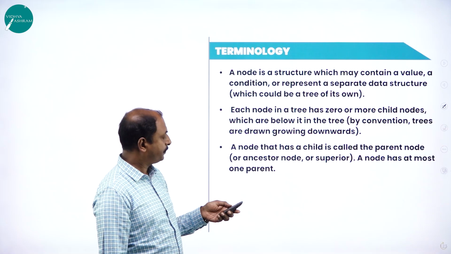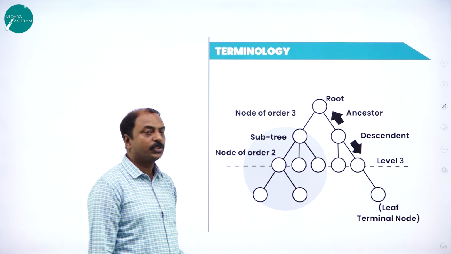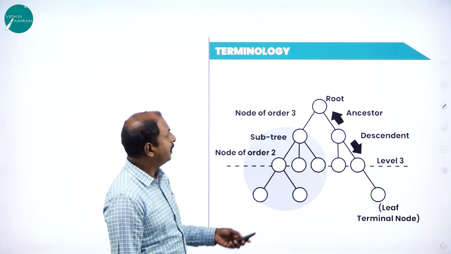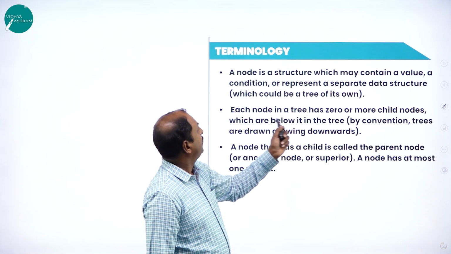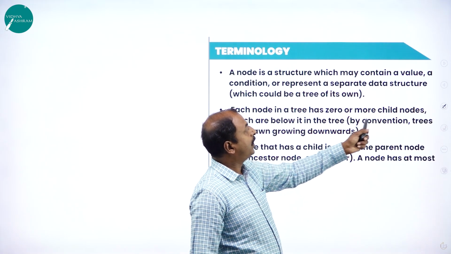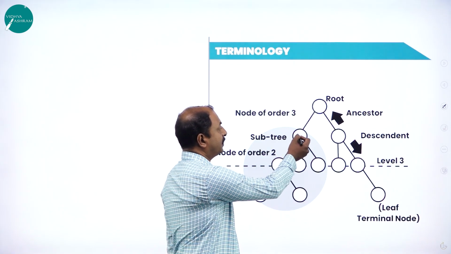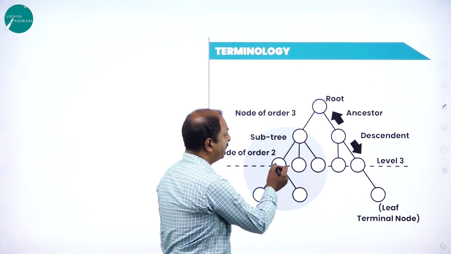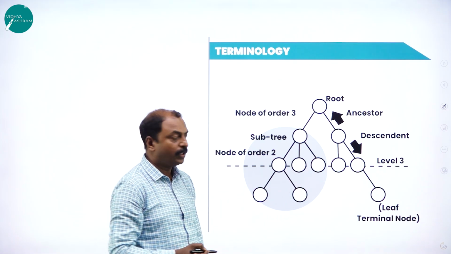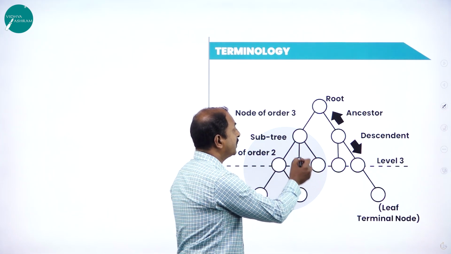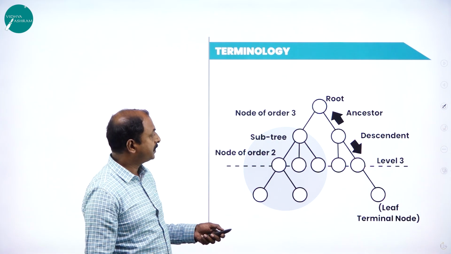If you look at this diagram here, these are the nodes where we can store values. As per the previous definition, each node has 0 or more child nodes. In this example, consider this node here. This node has 3 more nodes here. So these 3 are called child nodes. So for these three nodes, this becomes a parent node. So that is the definition of the statement.